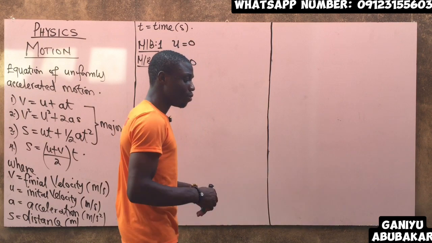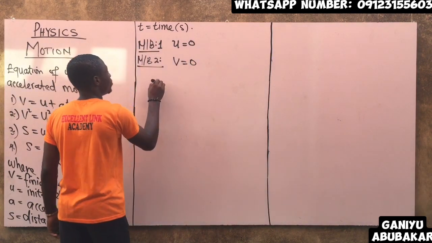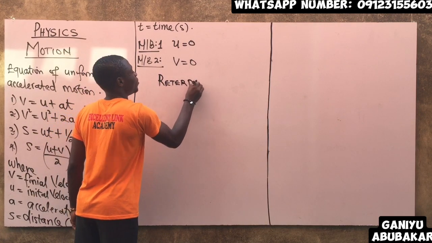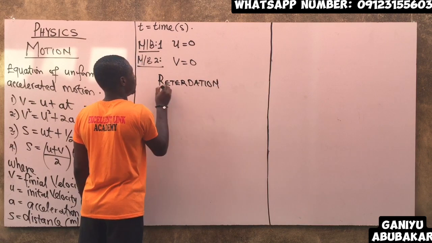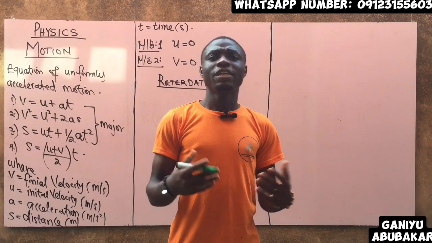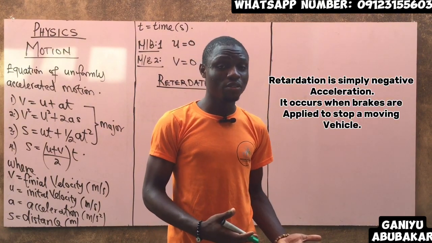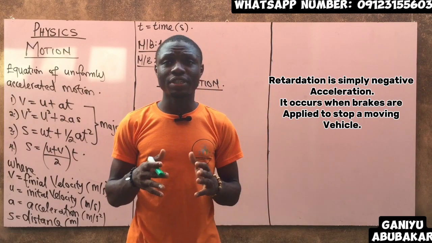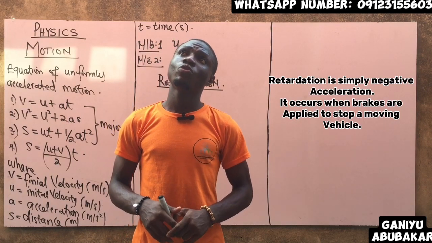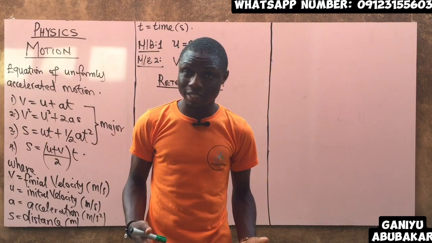Alright, after all this, let's discuss one more thing before we move to free fall. Let's discuss what we mean by retardation. By definition, retardation is simply negative acceleration. It occurs when a brake is applied to a moving vehicle. Retardation is quite simple to understand.